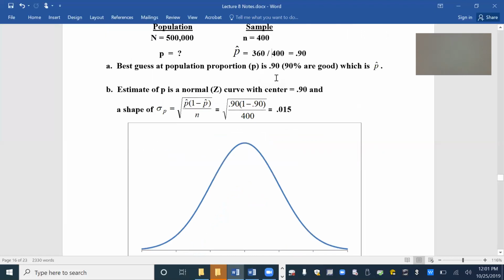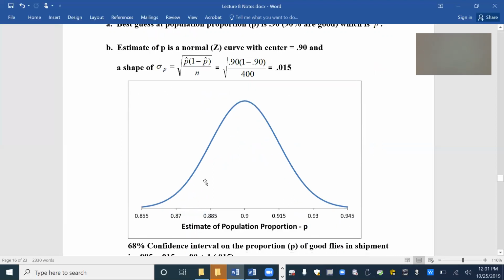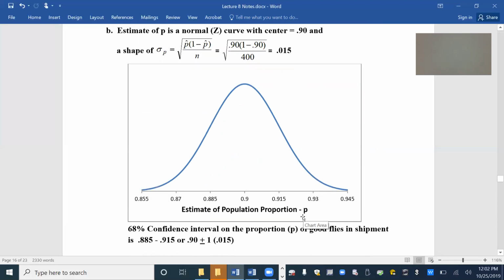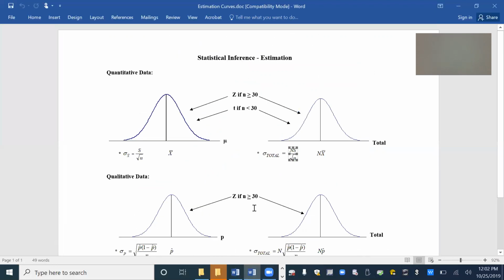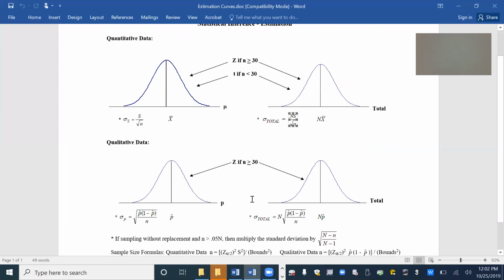What's your best guess at what proportion of the whole population are good? My best guess is 90%. Is it exactly 90%? No. We have uncertainty. Give me a confidence interval. Give me a probability statement about where the proportion of all 500,000 might lie. Give me something tough, because I got my page 15. Oh boy, I bet I got page 15.